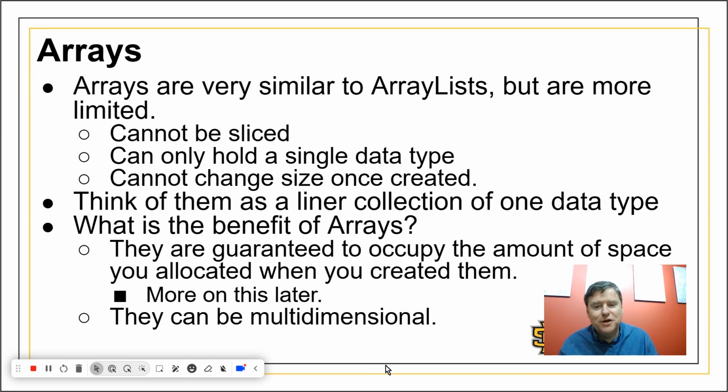Let's next talk about arrays. So arrays are very similar to array lists, but they're more limited. They're a fixed size, and you don't get to automatically grow and shrink them. They cannot be sliced. They can hold only a single data type, and again, they're a fixed size. So why would you ever use this? It's kind of like an array list without all the fancy features. And the answer is because you know exactly how much space they're occupying, and you're guaranteed that they're never going to grow outside of that size.